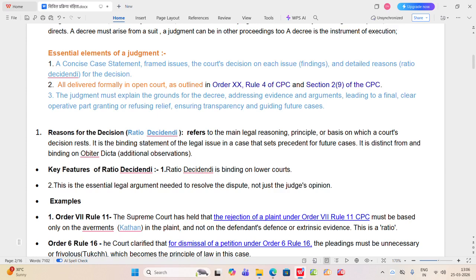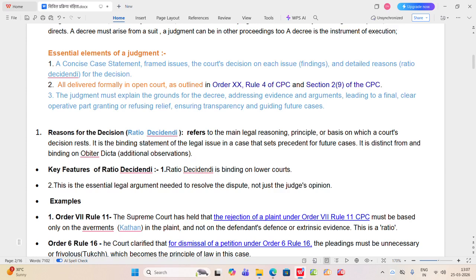Order 6 Rule 16. In this case, the court clarified that for dismissal of a petition under Order 6 Rule 16, the pleading must be unnecessary or frivolous, tuksh, हिंदी में जिसको कहेंगे tuksh, which becomes the principle of law in this case. It means the judge can dismiss a case, a petition, only when he finds that the pleadings made in the suit are unnecessary or frivolous. And so there may be dismissal. This should be the basis. If the judge finds that the pleadings are unnecessary or frivolous, the case may be dismissed. Otherwise, the judge has to go through the case.